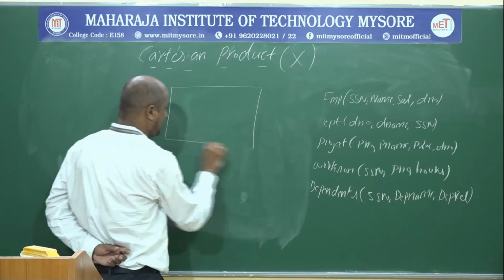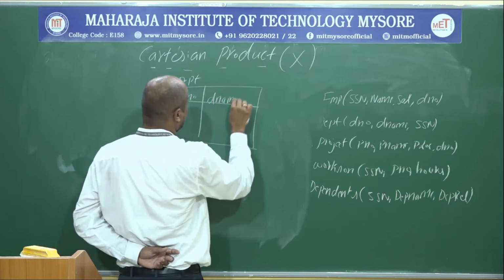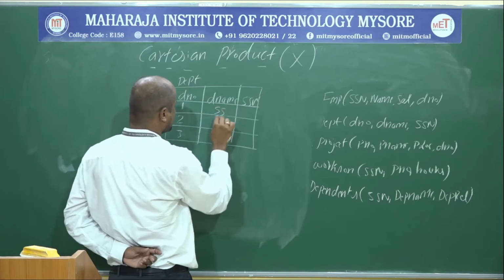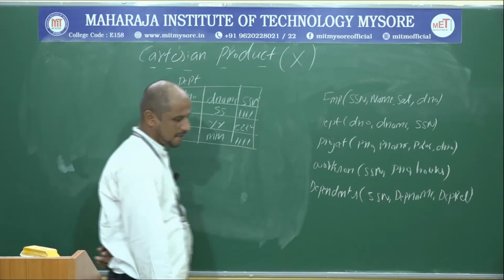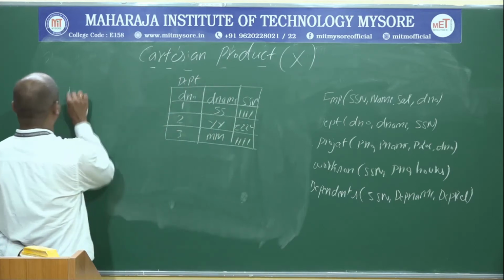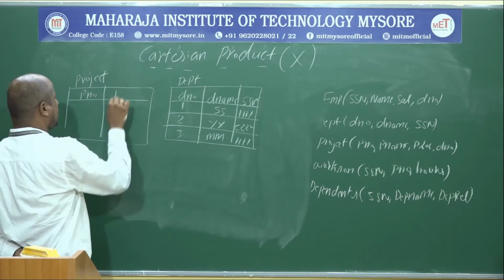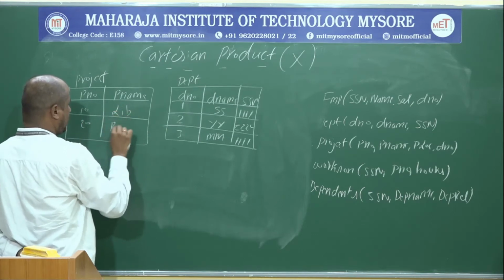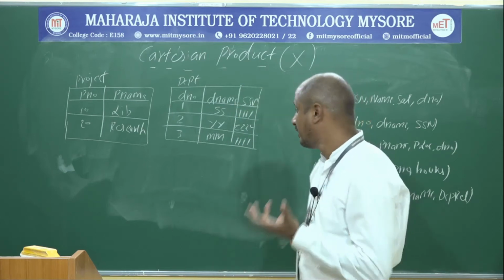Take two tables. One is department, with D number, D name, and SSN: 1, 2, 3, with SSN values SS, YY, MM. The department table contains department number, department name, and SSN. The other table is called project. It contains project number and project name, with two projects, 10 and 20: library and research.